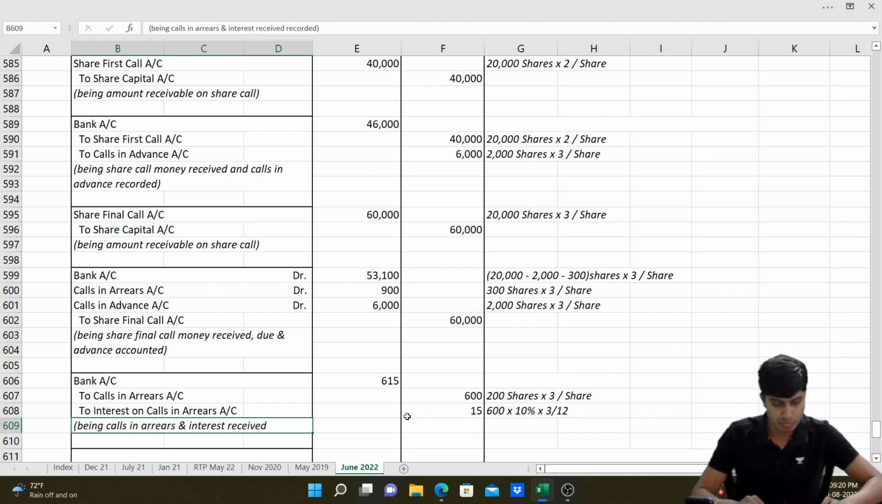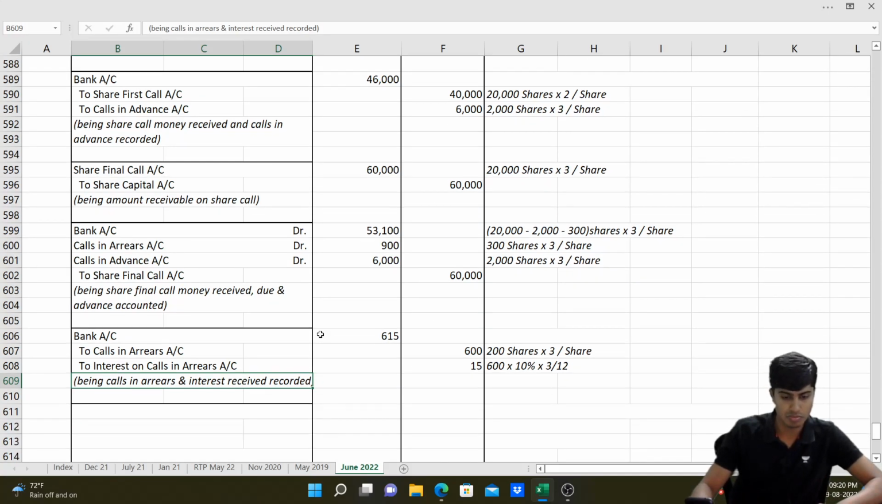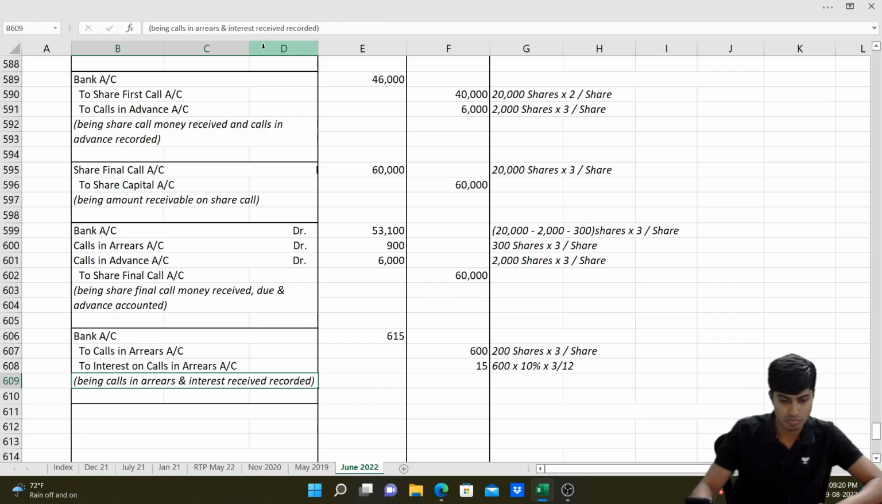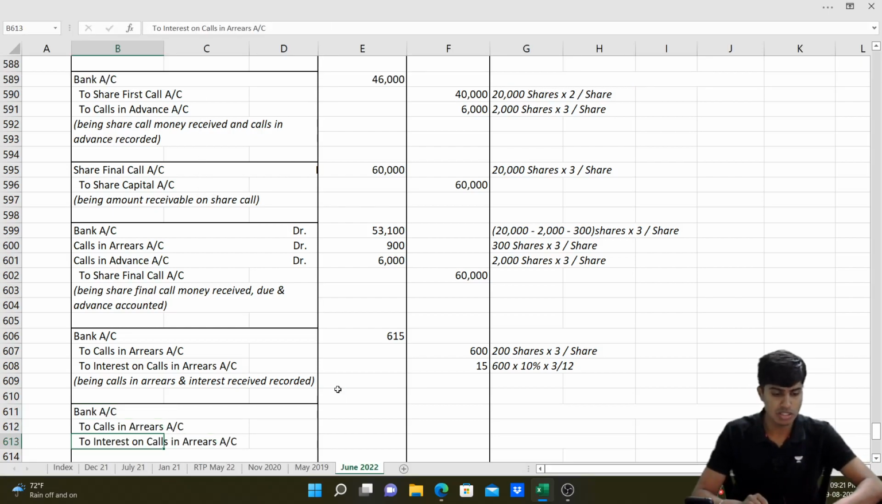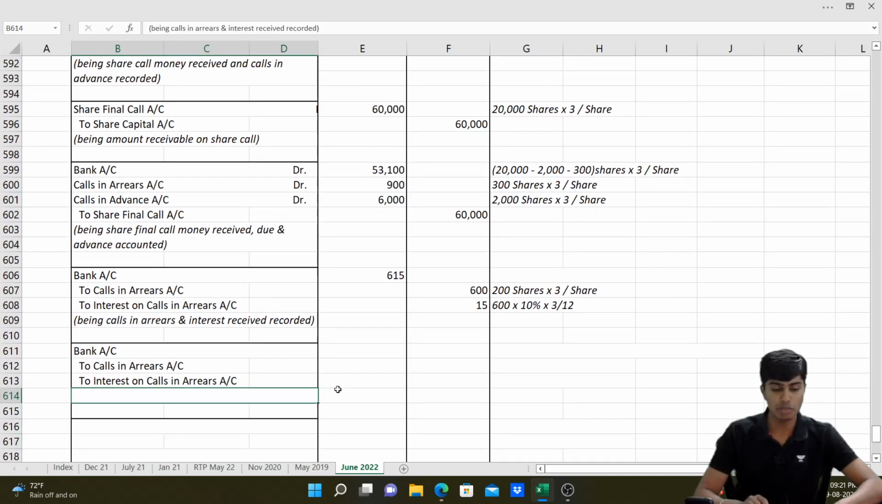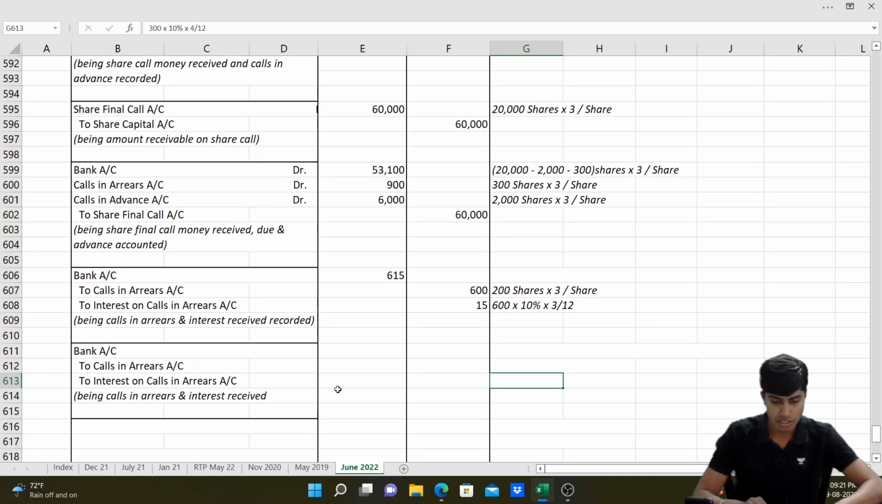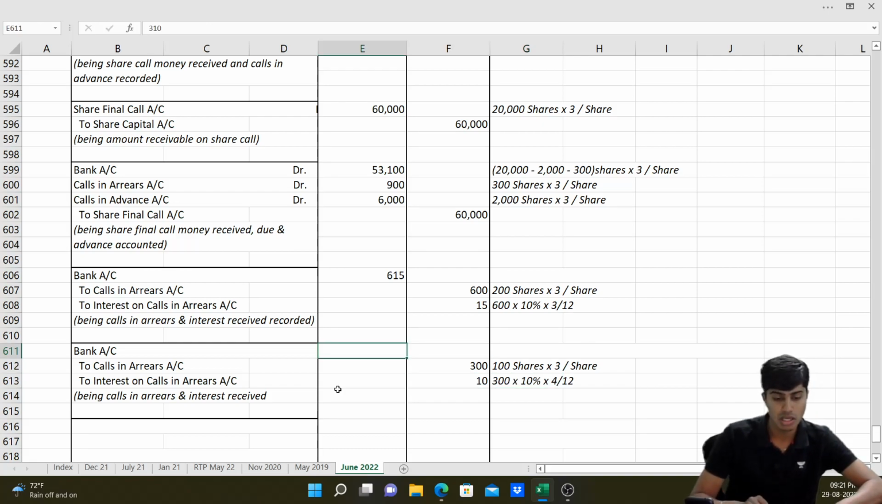Then, yeah, next entry will be for the balance of call arrears received, for which the entry is bank account debit, to call arrears, to interest on call arrears. This is for that balance 100 shares. You get that? So arrears were 100 shares into 3 per share, that is 300. Interest is 300 rupees into 10% into 4 by 12, 4 months, that is 10 rupees. And the bank account debit will be 300.